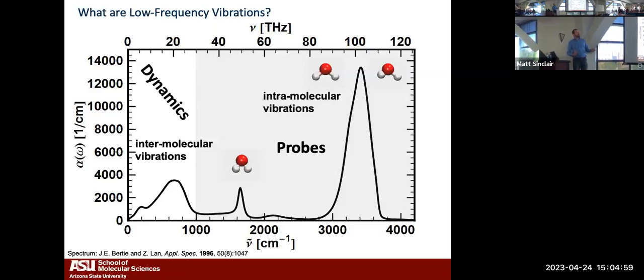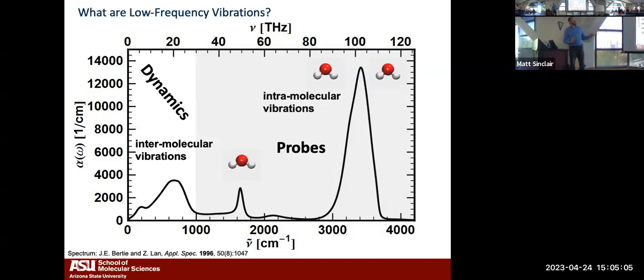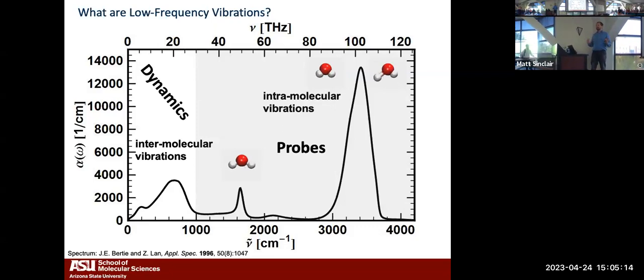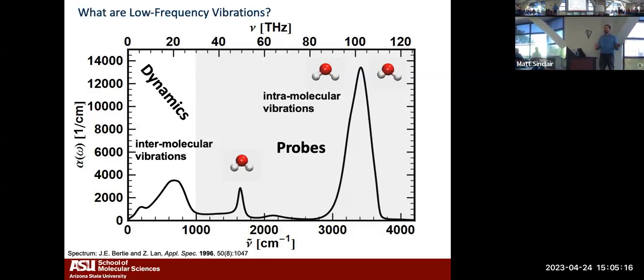When people talk about molecular vibrations, they typically think about stuff like this: the symmetric and asymmetric stretch at around 3,000 to 4,000 wave numbers, or not quite 4,000, and the deformation band at around 1,600. This is what we typically measure spectroscopically. This is the mid-infrared, where you see all these vibrational modes.